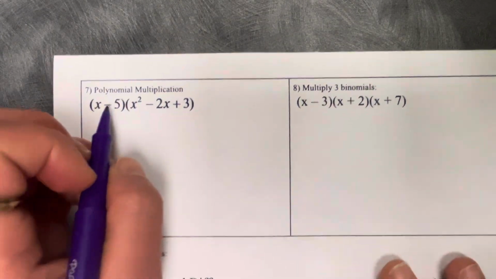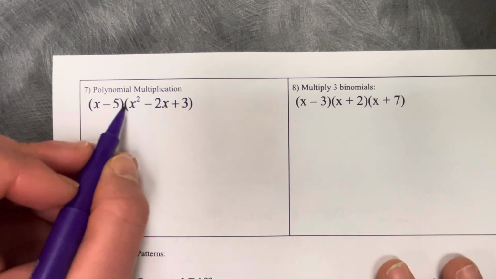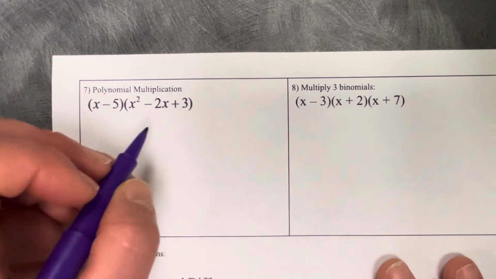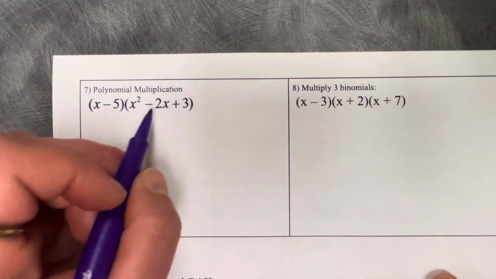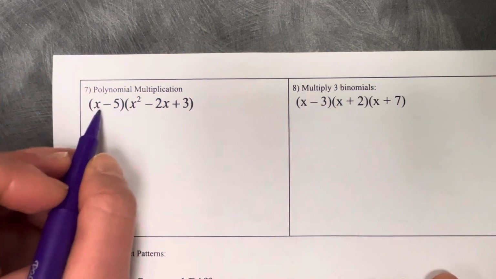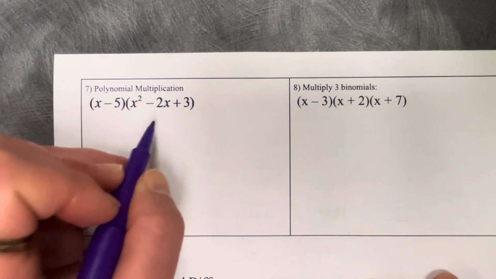Okay, let's go to the back. We have polynomial multiplication. So now we know this is multiplication because we have nothing in between these parentheses. That means we're going to have to FOIL. So even though we have 2 terms and 3 terms, this is just like FOIL. We're going to make sure every term in the first parentheses touches every term in the second parentheses.